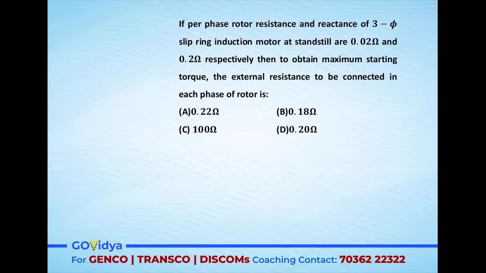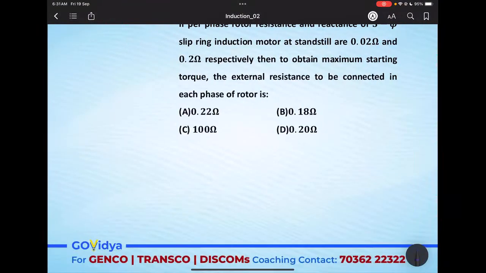If per phase rotor resistance and reactance of a motor are given, what we need to understand is that they are telling the standstill condition. Don't forget, whatever values they have given are for the standstill condition. To obtain the maximum starting torque, the external resistance to be connected in each phase. First we will understand the question. They are telling about maximum starting torque.